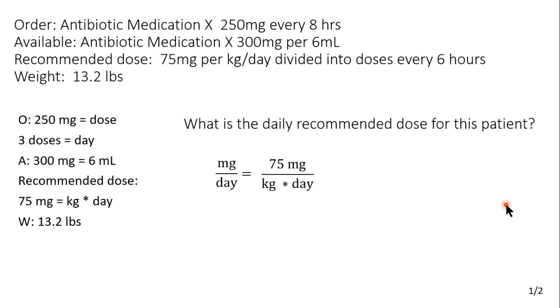And we want to get rid of the kilograms, but we have the weight in pounds. So we put the conversion rate, 1 kilogram over 2.2 pounds times the weight in pounds, which is 13.2 pounds over 1. We cancel the kilograms and the pounds, and we multiply and divide, which gives us 450 milligrams per day. So this is the daily recommended dose for this patient.